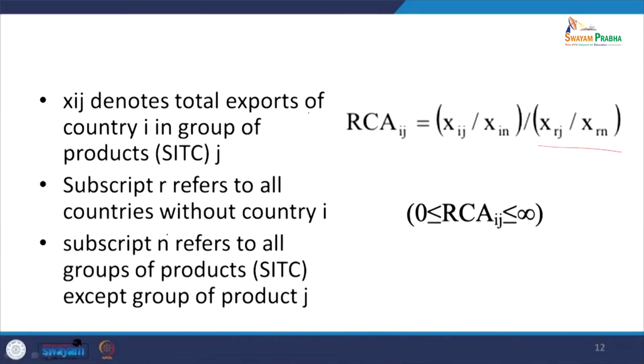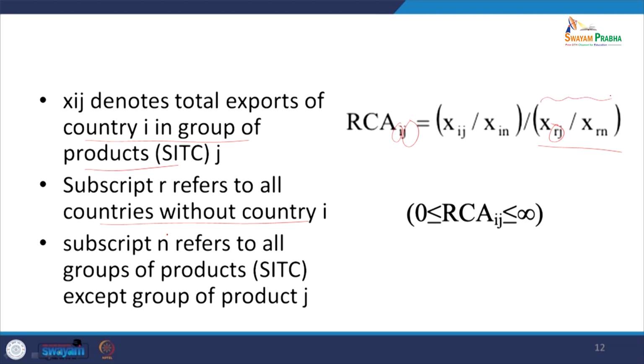So, now Xi denotes the total exports of country I in a group of products J out of the total products, where I stands for the specific country I and J for the group of products. Subscript R refers to all countries without country I. So, we are here discussing other than the country.